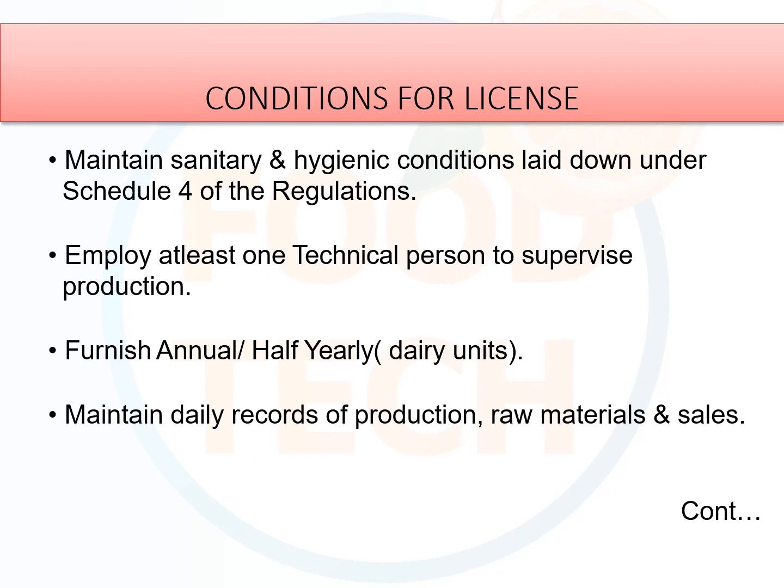Next, the FBO should employ at least one technical person to supervise the production which is going on. A technical person in the sense of a person who has good knowledge, or has done courses like a diploma, a graduation course, that is BTech or BSc in food technology or food science, or has done a master's or MSc in food technology, food science, or allied fields. So that one technical person should be employed, and they furnish annual and half yearly returns.